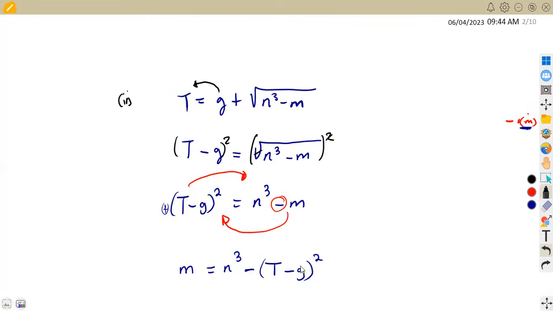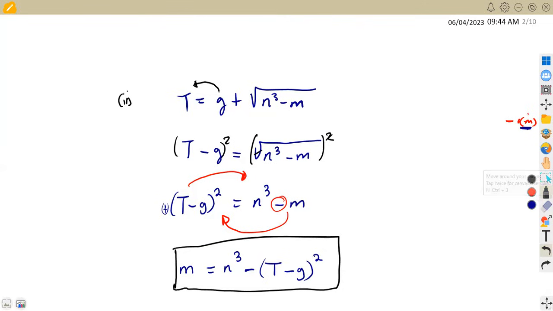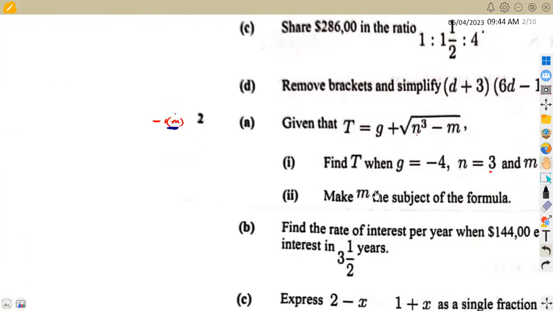So as you can see, our m from this part is the subject. There is no need for us to expand the brackets to simplify anything. As long as our m is the subject of the formula from this presentation, there is no need for us to expand anything. All right, so that was how we're supposed to attempt this typical question.